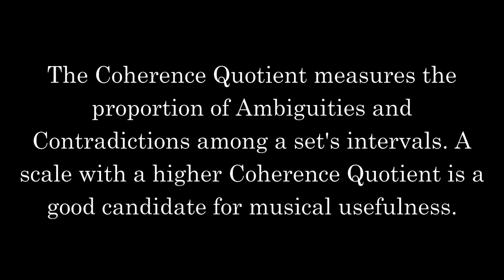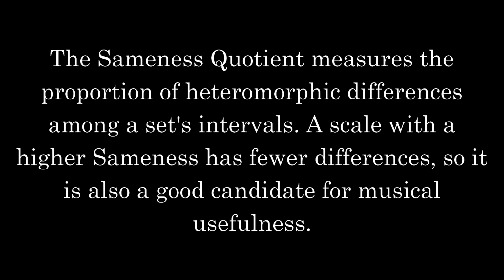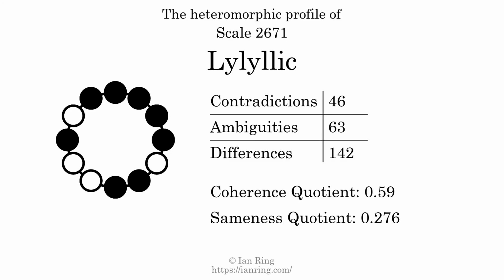The coherence quotient measures the proportion of ambiguities and contradictions among a set's intervals. A scale with a higher coherence quotient is a good candidate for musical usefulness. The coherence quotient is 0.59. The sameness quotient measures the proportion of heteromorphic differences among a set's intervals. A scale with a higher sameness has fewer differences, so it is also a good candidate for musical usefulness. The sameness quotient is 0.276.